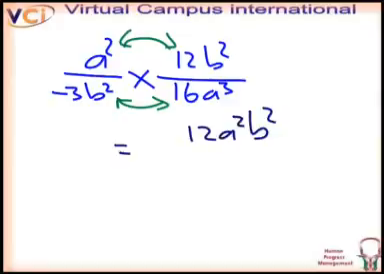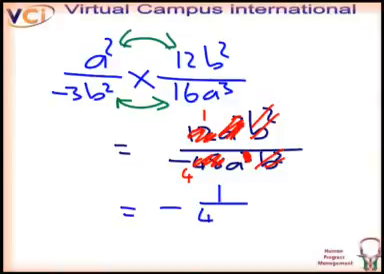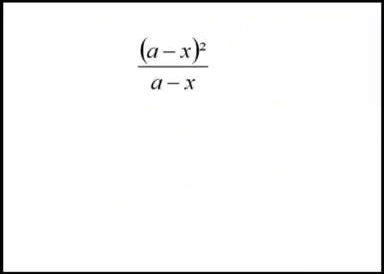12a squared b squared over minus 48 a to the power of 3 b squared. And then we see that the b's will cancel completely. 12 goes into itself once and into 48 4 times, and 2 of those a's will cancel with 2 of them at the bottom, and all that will remain is minus 1 on top and 4a at the bottom.